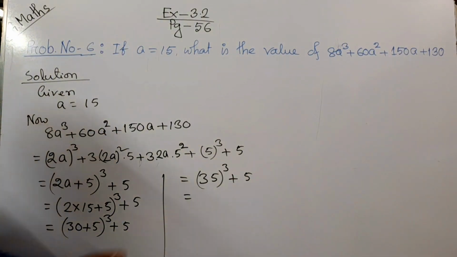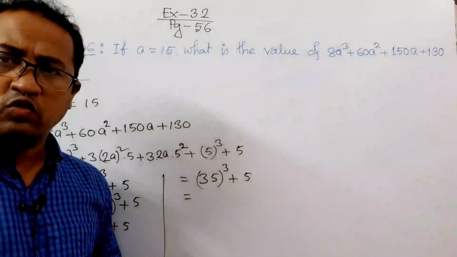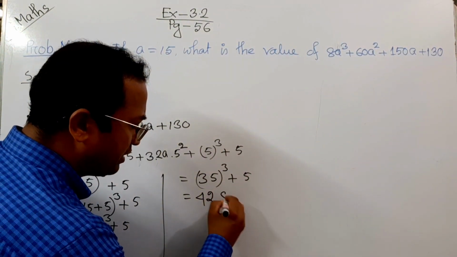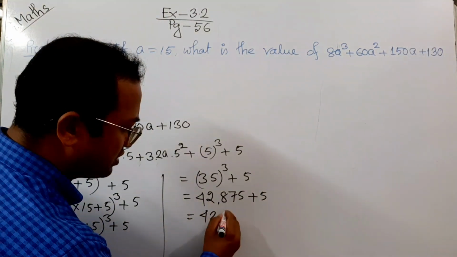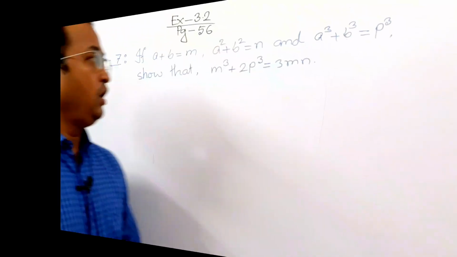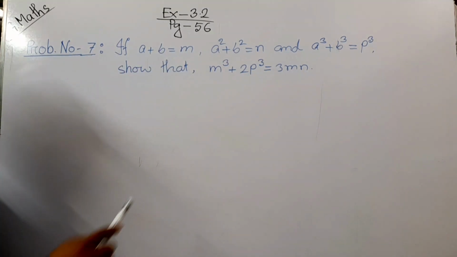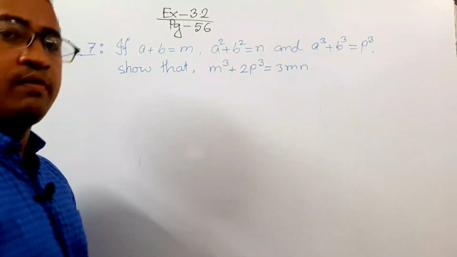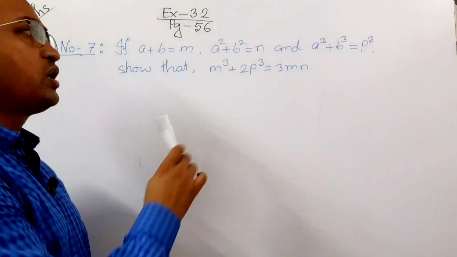So what is the cube of 35? You should multiply 35 three times. So it will be 42,875 plus 5. So 42,880 is the required answer. Now look, problem number 7. If a plus b equal to m, a square plus b square equal to n, and a cube plus b cube equal to p cube, show that m cube plus 2 p cube equal to 3mn.